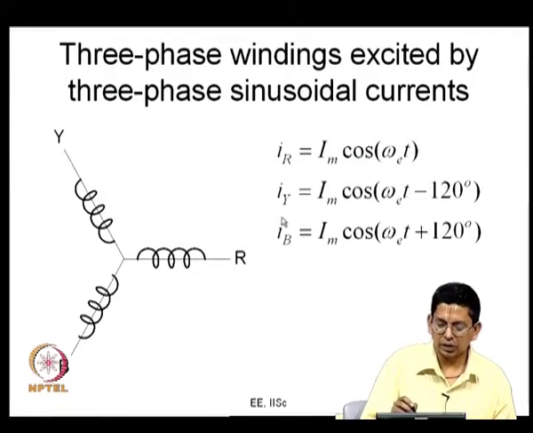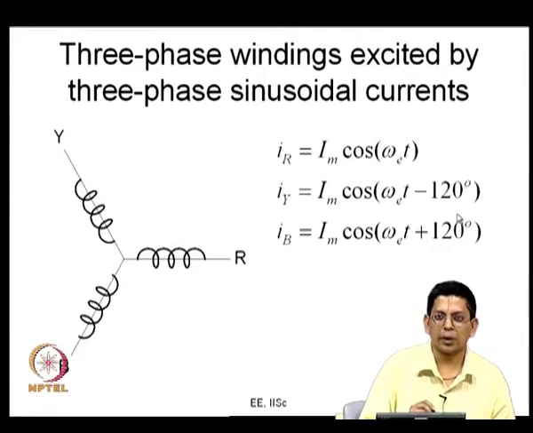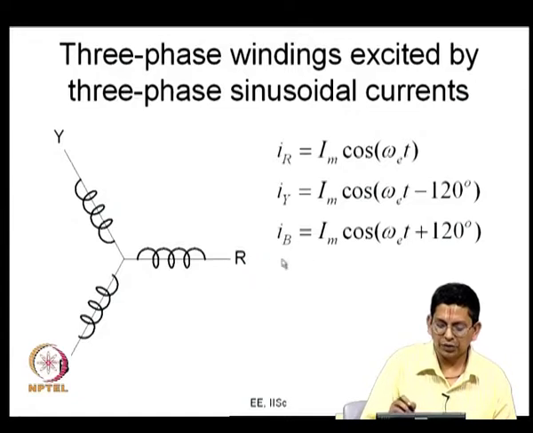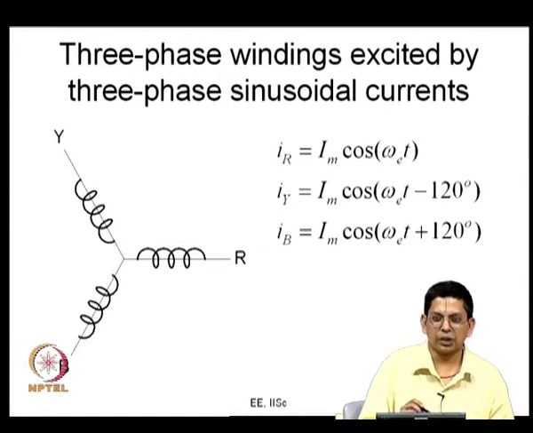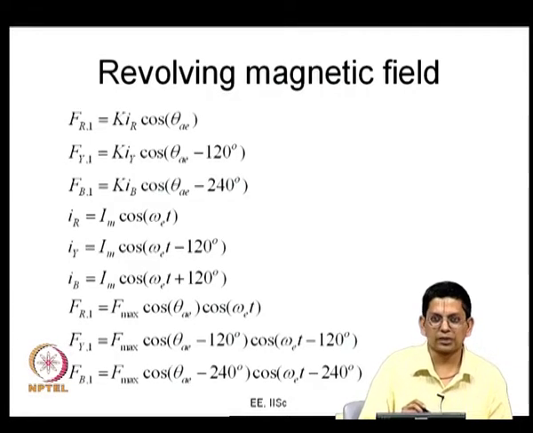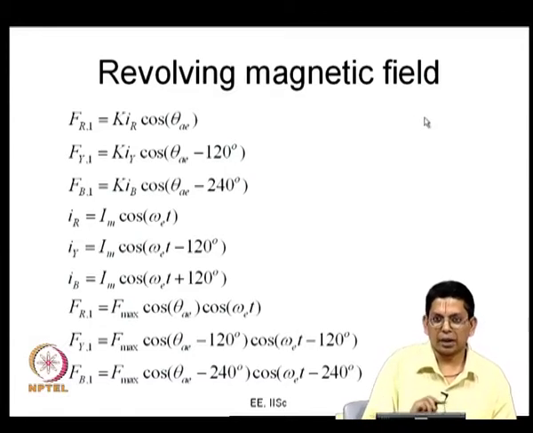If that is the current, then the Y phase current is Im cos omega et minus 120, and the current through the B phase is Im cos omega et plus 120 degree, right. So, this is what we have, and from this we move on. We are passing three phase sinusoidal currents through three windings. So, this produces a revolving magnetic field.